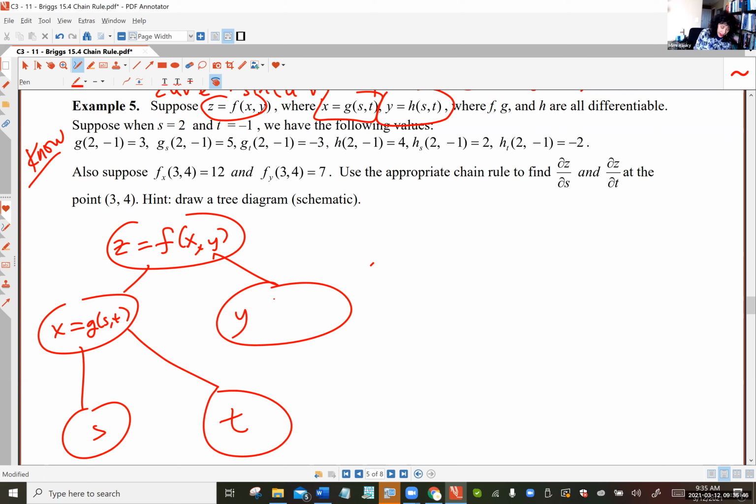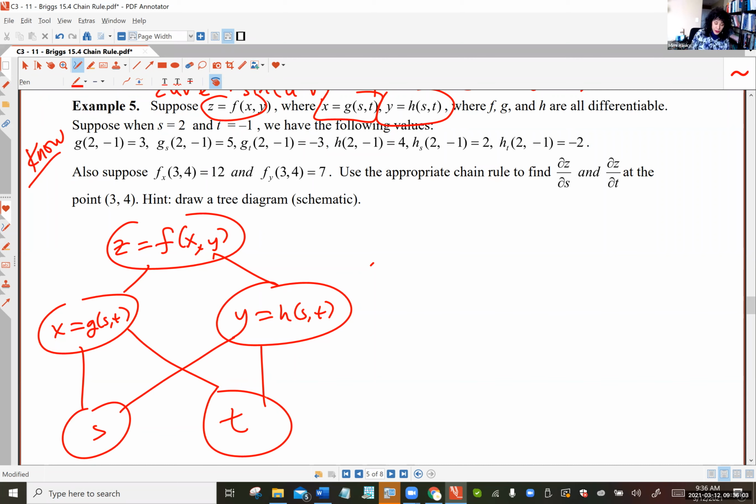And then Y is also known as H, and H is a function of S and T also. So I'm just trying to draw my tree diagram. I'm a tree diagram kind of girl. I love these tree diagrams. That's what Dr. Vallone taught me. Get your tree diagram and you'll be safe.